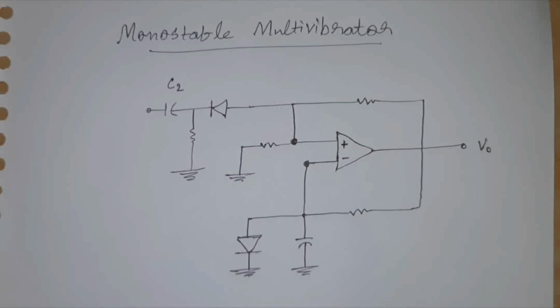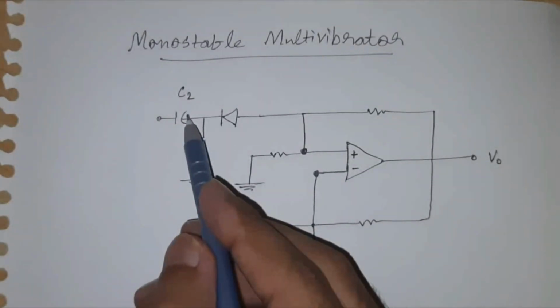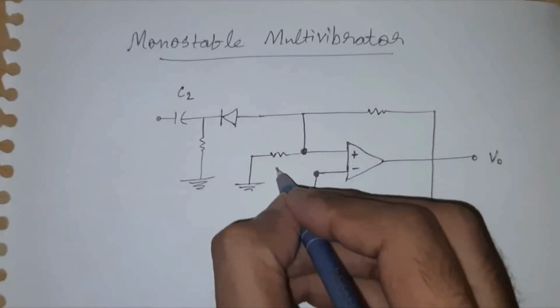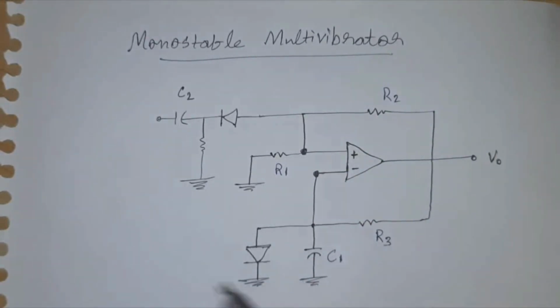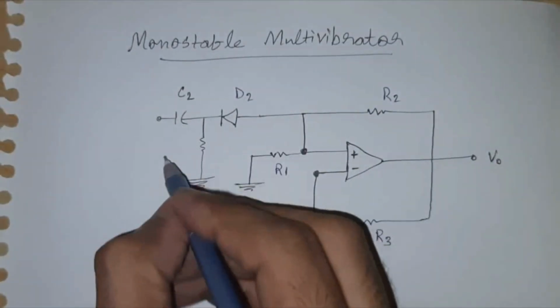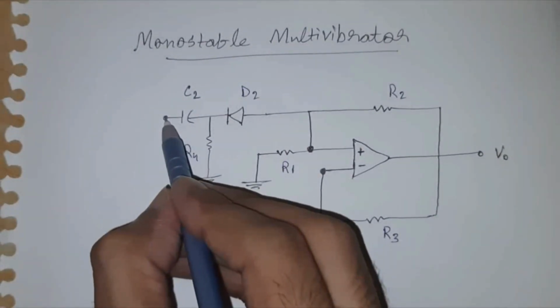Now we have already discussed that in a monostable multivibrator, amongst the two states, one is the stable one and the other is the astable one. So here's the circuit we are going to consider for the monostable multivibrator. This is capacitance C2 and here it is the C1 capacitor. Then this is resistor R1, R2 and it is R3. Then there are two diodes, D1 and D2. Also there is one resistance, R4. So we are going to introduce the input signal here at this point.